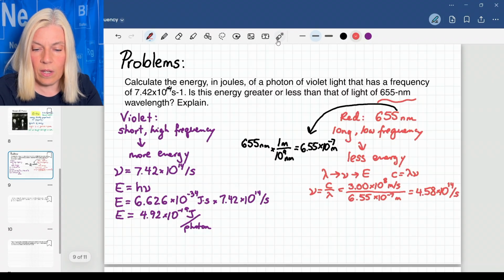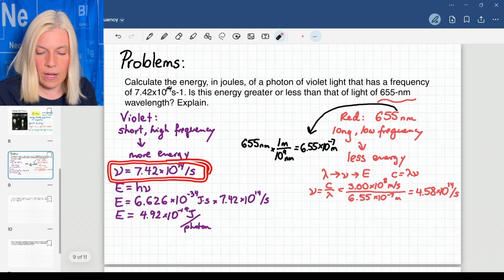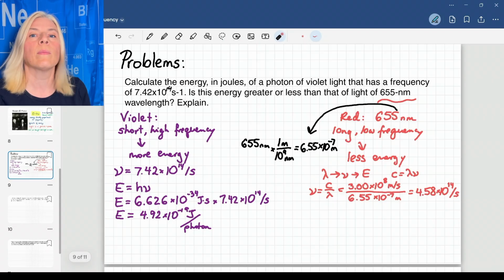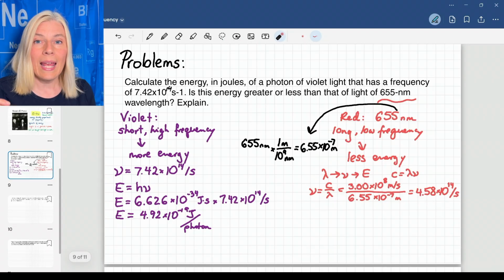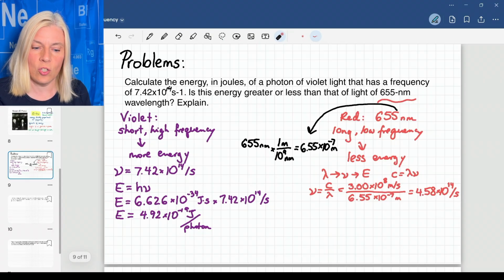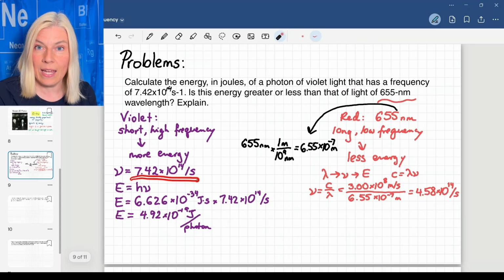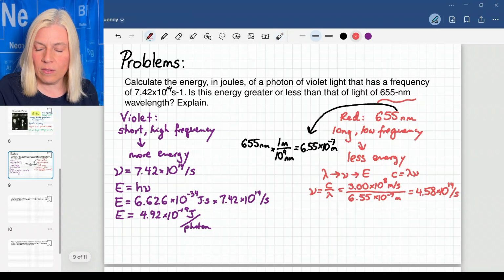Now, before we keep going, 1 second, let's do this. Look, here is my frequency right here of my violet light, and here is this frequency of a red light. And you can just compare these numbers, 7.42 times 10 to the 14th and 4.58 times 10 to the 14th. Energy is directly proportional to frequency. That means higher frequency, more energy, right? So right away, I'm comparing these numbers, and this tells me this is higher frequency. It will have more energy. But we can keep going to just make sure.